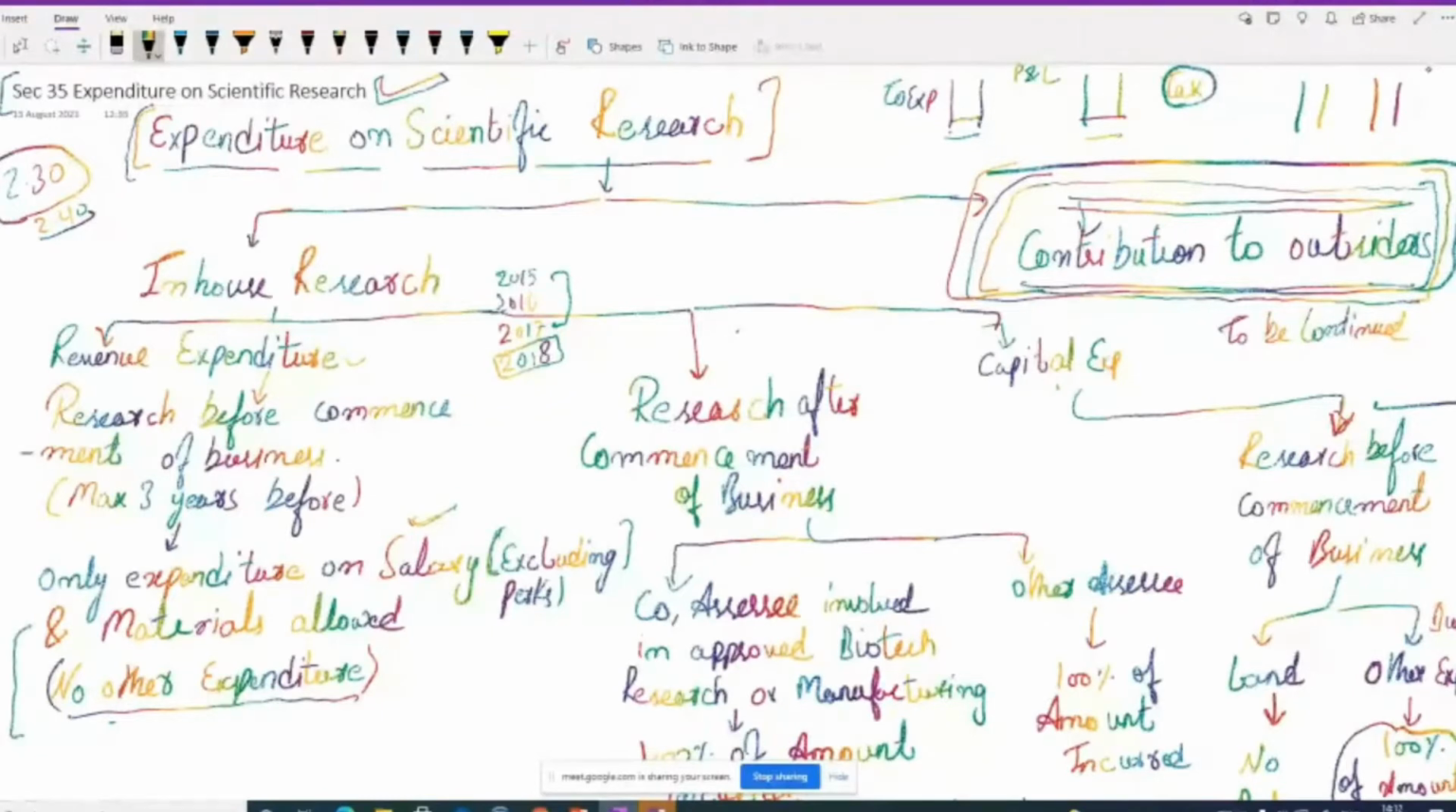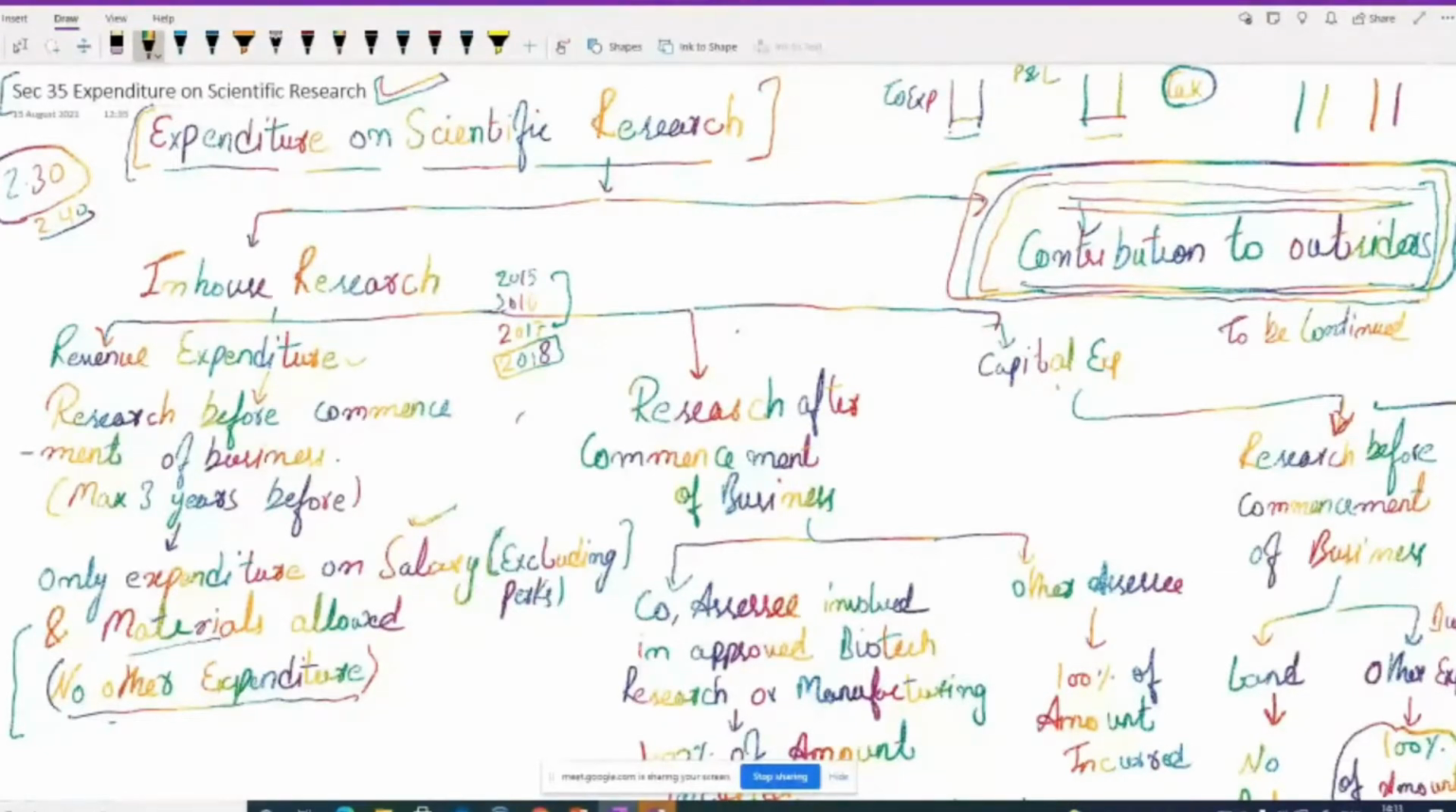But this salary and material should be related to the staff to whom you are paying salary, who must be engaged in the research and development program. Only you can take the salary of those staff who are engaged in research and development. Similarly, you can take the cost of material which your company is using for research and development purpose. And no other expenditure is allowed in case of revenue expenditure. Now we can move on to the next part, after commencement of business.